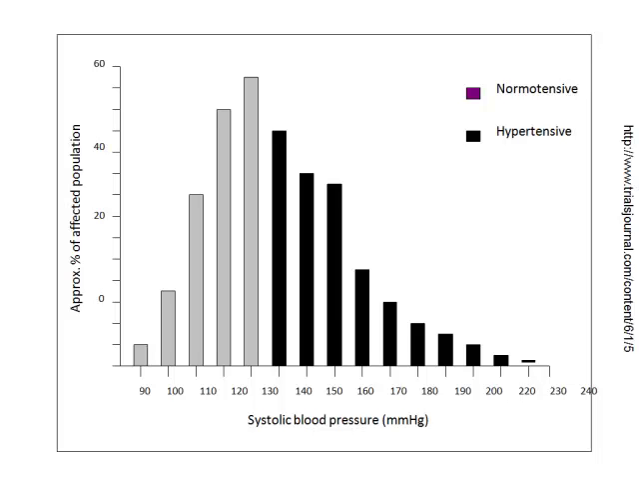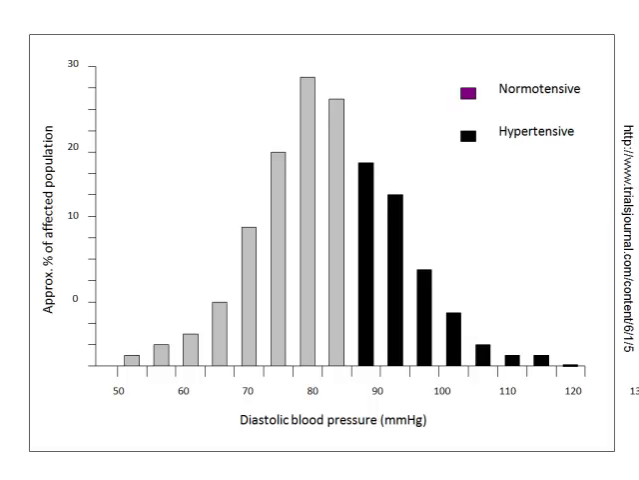Why do you think the data for systolic blood pressure are skewed to the right, to the higher end of the scale? The data for diastolic blood pressure fit the normal distribution much more closely.